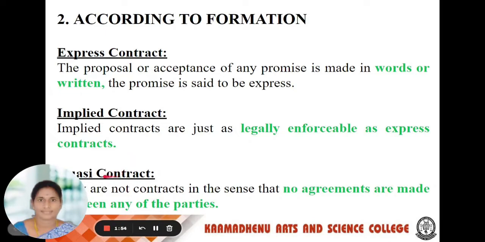The next one, quasi-contract. A quasi-contract is one in which no agreement is made between any of the parties. What is the example of quasi-contract? X leaves his wristwatch at A's house by mistake. Here, A has a quasi-contractual obligation to return it to X. This is called the quasi-contract.